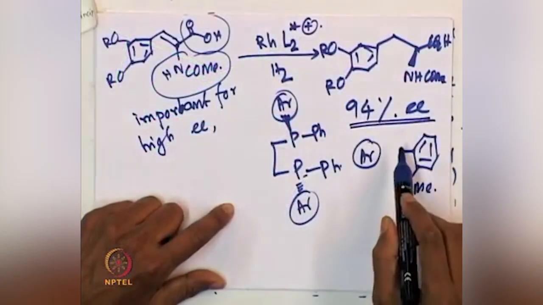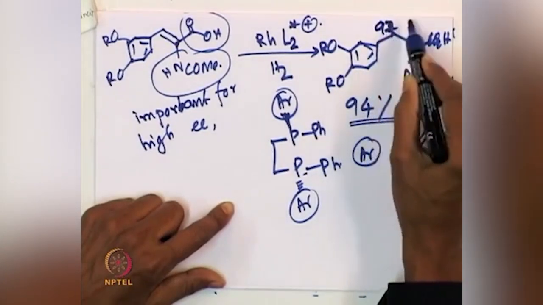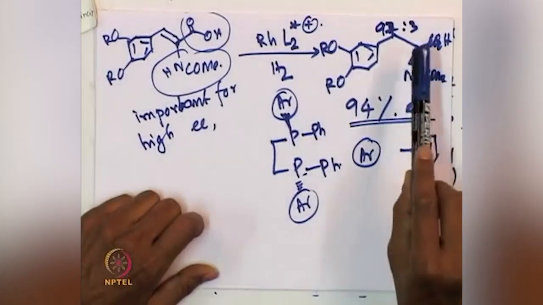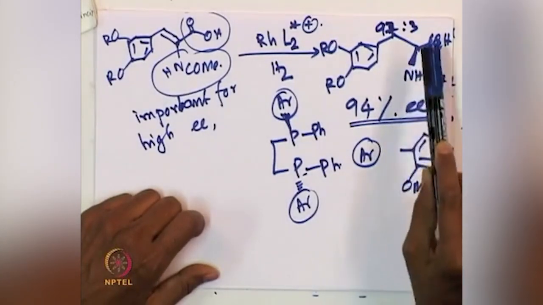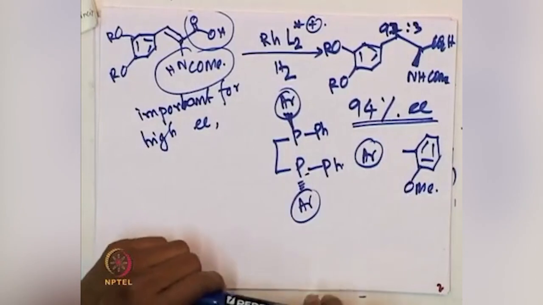In this particular case, we know that this aryl group is going to be the ortho-methoxy one, and this gives very good EE, up to 94% EE. 94% EE means the ratio is basically 97 to 3. So this product is 97 and the other product is 3. Overall you get 94% EE. So the group up is 97%, and the 3% you get where this is below. Now this is a very good EE, which is acceptable.